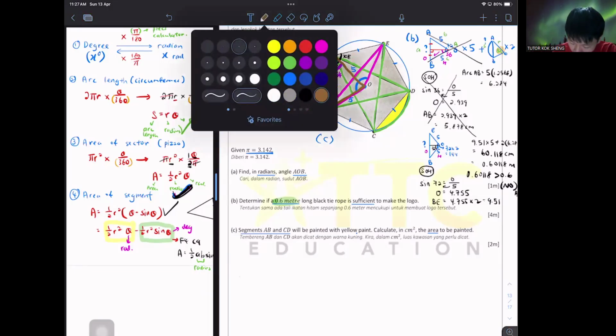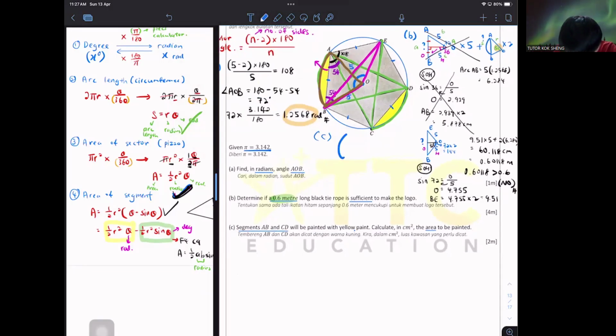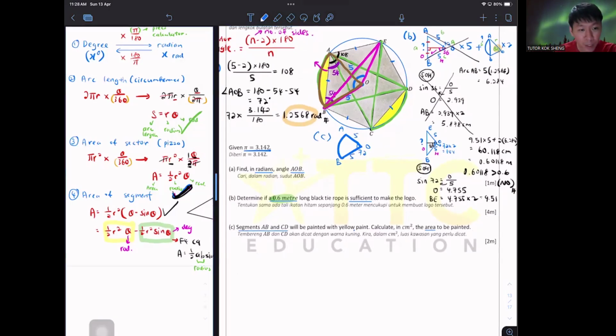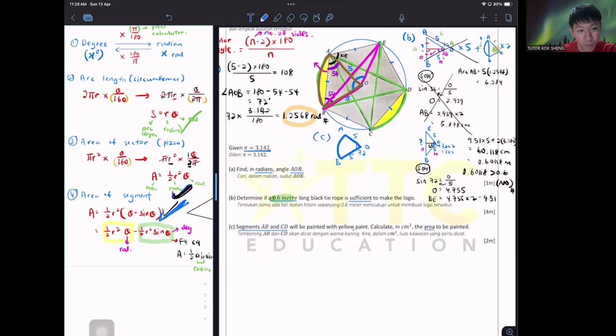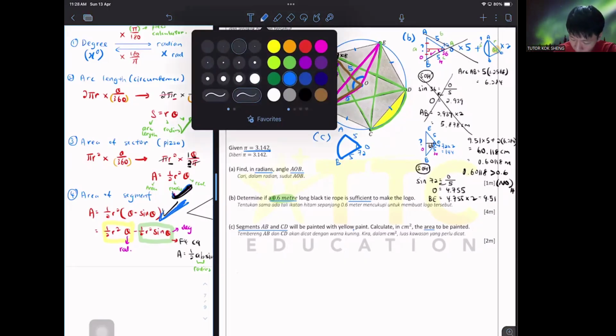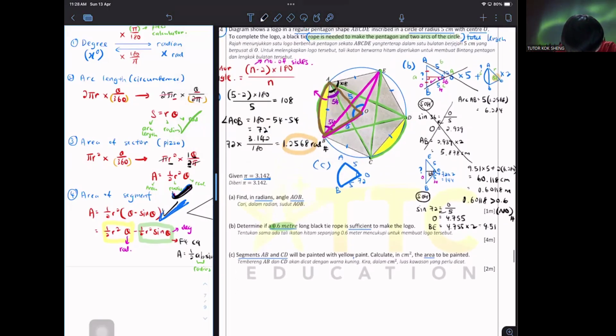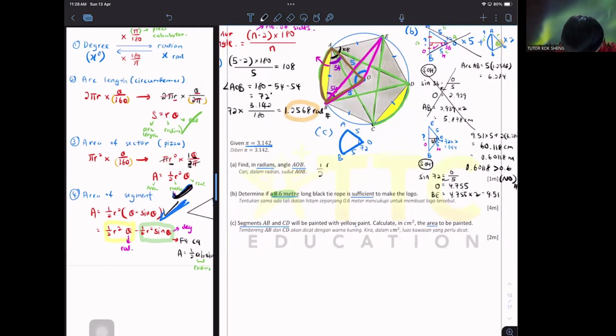OAB. Angle here just now is 72. Radius 5. So follow the segment formula, but you have to times 2 because of the two yellow parts. 1/2 r squared theta in radian minus sine theta in degree, and then times 2.